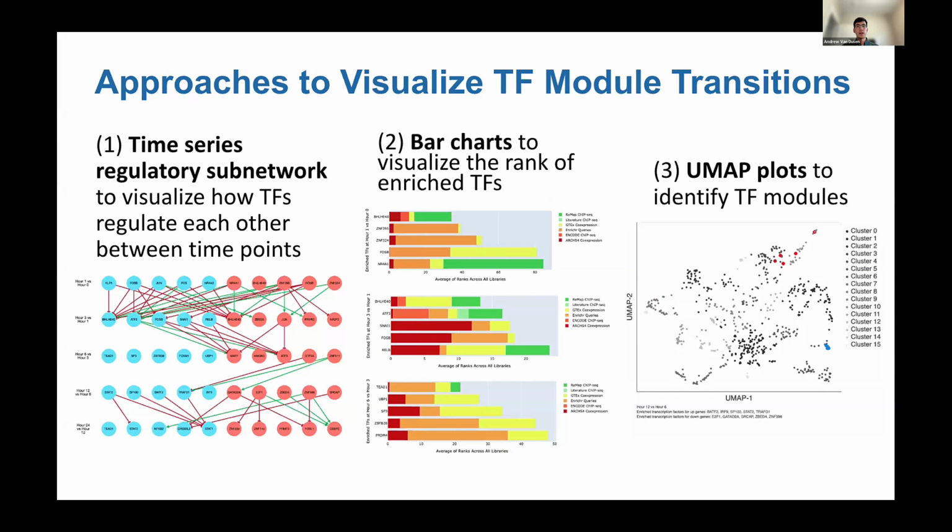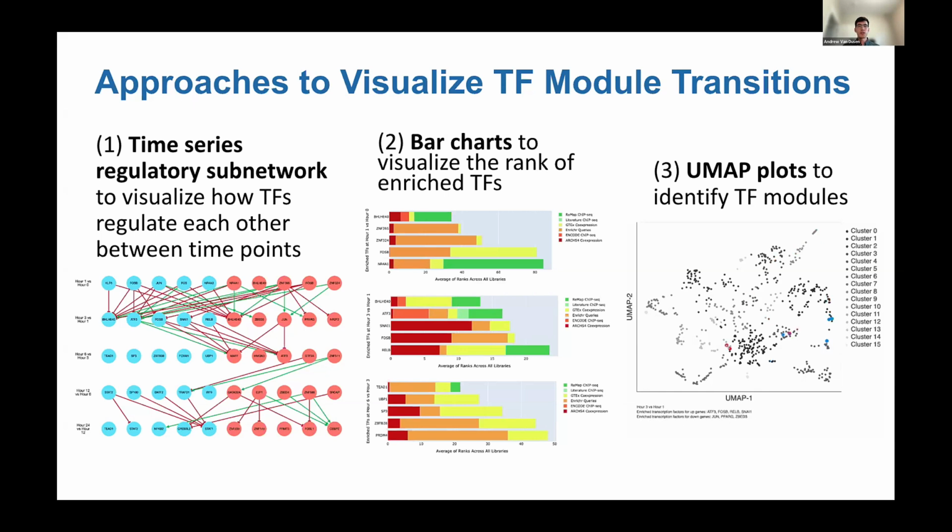My approach to visualization of time series enriched transcription factors was threefold. First, for every dataset, I constructed a time series regulatory subnetwork to visualize how the enriched transcription factors at every time point regulate the transcription factors at the next time point. Specifically, in the network shown here, the blue nodes correspond to the top 5 enriched transcription factors for the upregulated genes, while the red nodes correspond to the top 5 enriched transcription factors for downregulated genes.